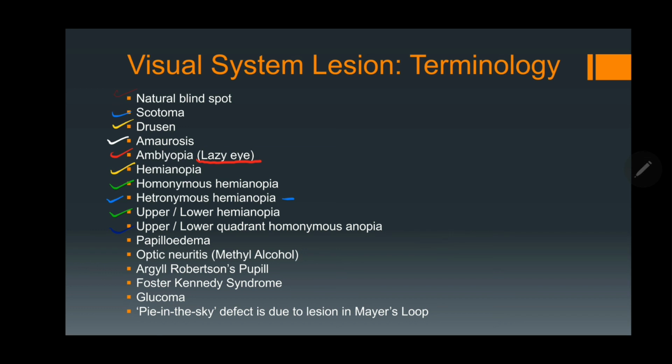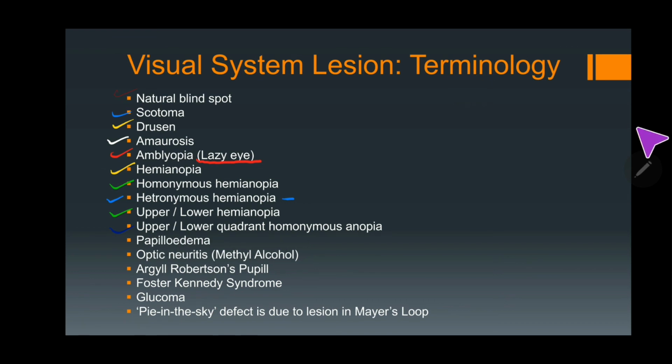It will be the upper quadrant anopia of the opposite eye. In case of fibers on the medial or the superior fibers of the optic radiations, the upper fibers, if there is injury to those fibers, there will be a defect in the lower quadrant of the opposite half of the visual field. So that also is related to optic radiation.